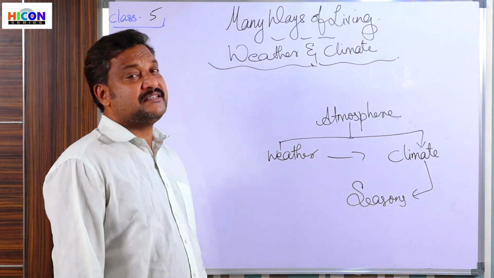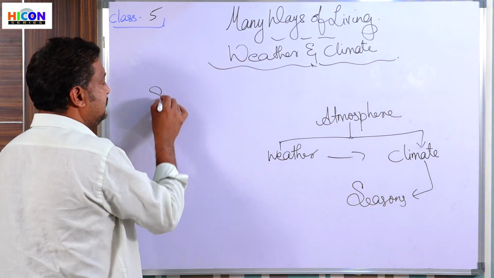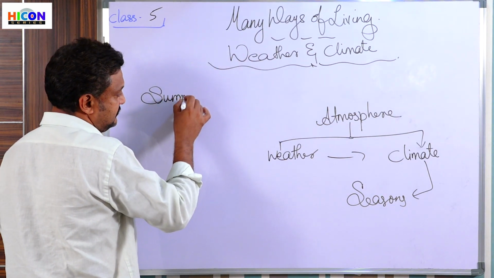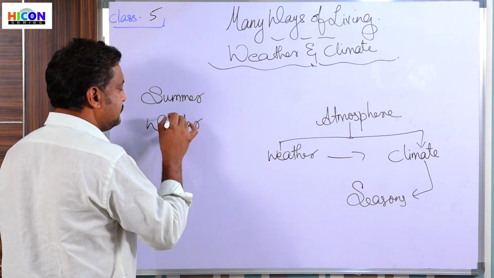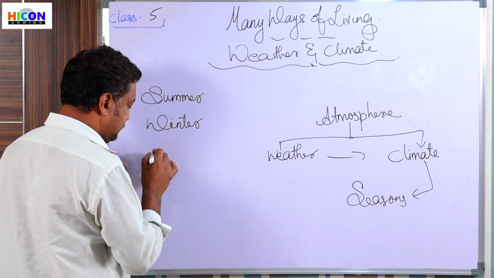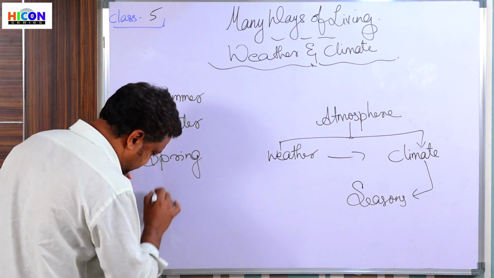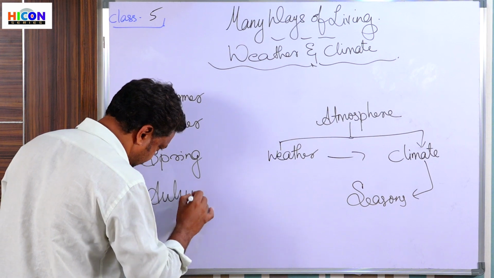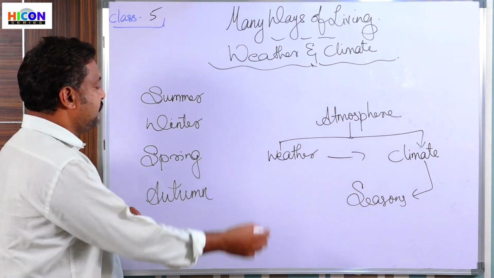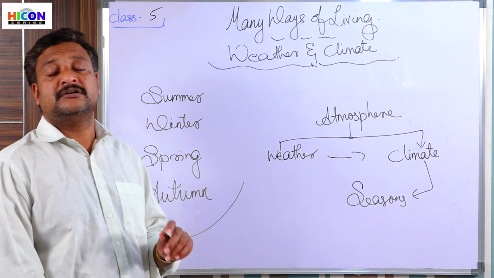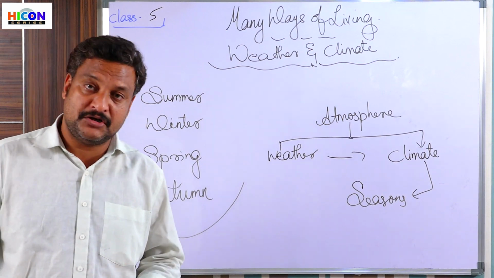So what are the major seasons? What are the major seasons on the Earth? We have a summer season. We have a winter season. We have a spring season, and we have an autumn season. So these are the four major seasons on the Earth: summer, winter, spring, autumn.